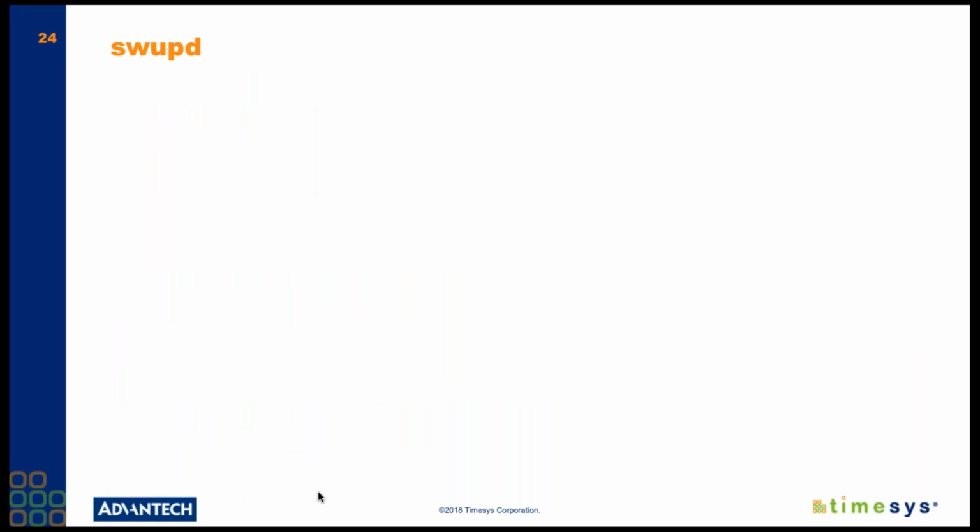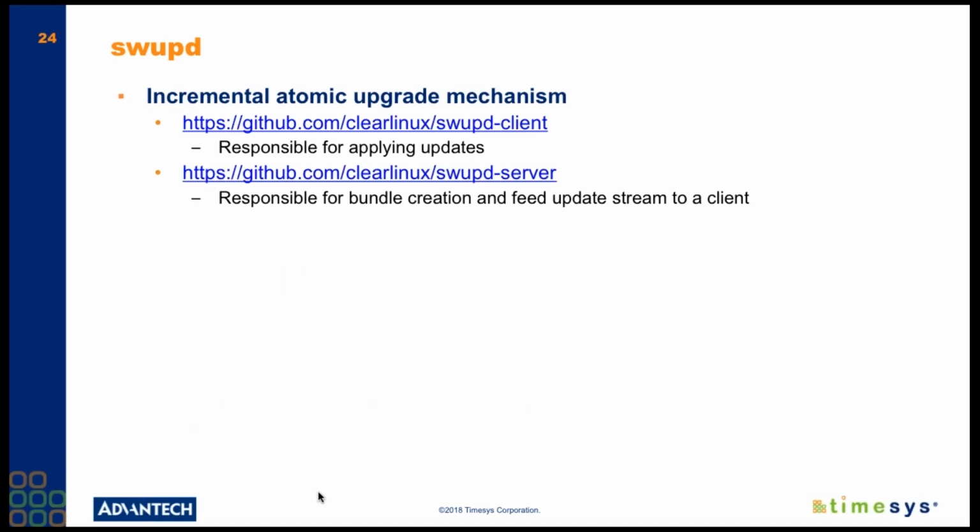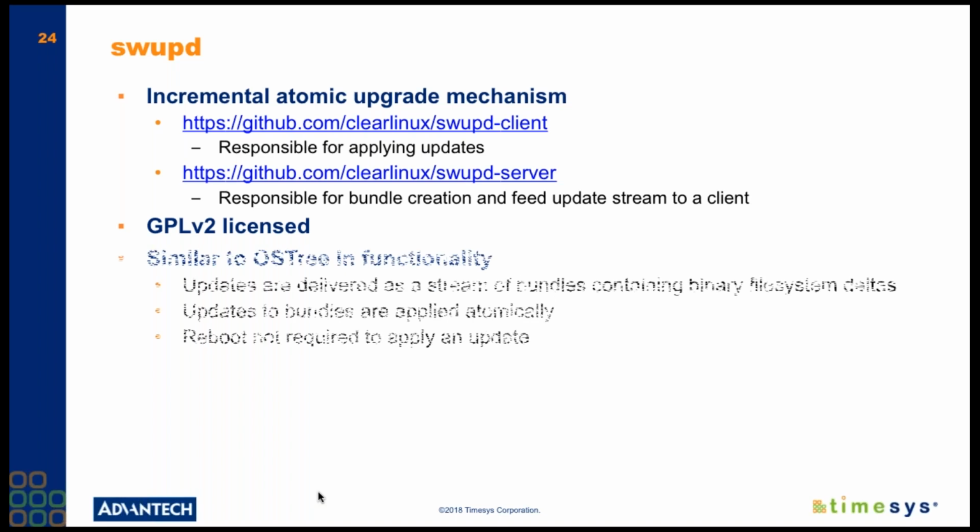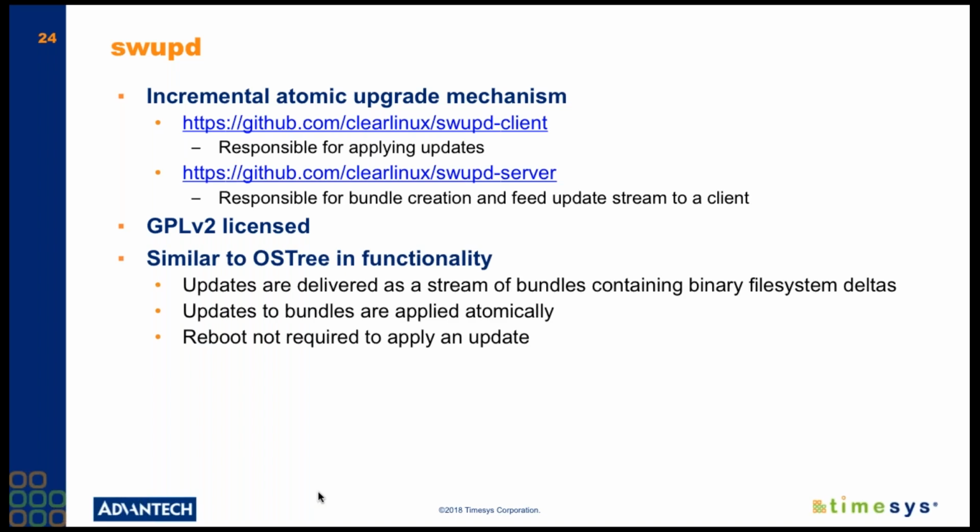The last, not least, way to do a differential update is a technique called SWUPD. It is using bundles. It creates bundles and a stream of them that can then be pushed to a target device. This technique is also licensed under open source GPL version 2. Very similar to OSTree, one of the main differences is that you don't need to reboot the target device once you apply an update.